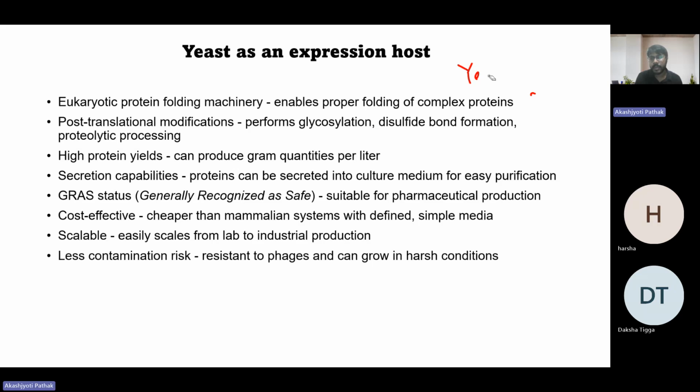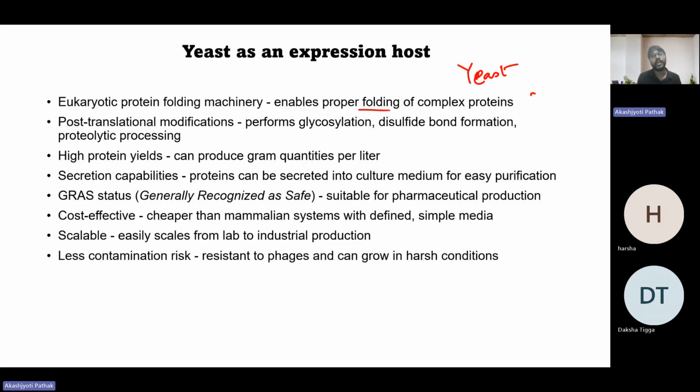For example, you want to express a human protein. Now this human protein has a lot of post-translational modification. The protein has some glycosylated moieties, or some carbohydrate moieties attached to it. In that case, if you are expressing it in bacteria, the bacteria does not have the machinery for adding all these different moieties. So you need to express your protein in a yeast expression host.